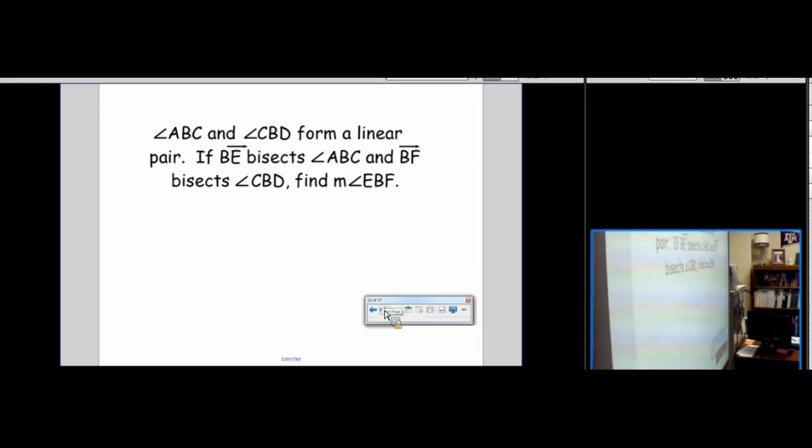You get to draw your own picture this time. Angle ABC and angle CBD form a linear pair, period. So do that first. If BE bisects angle ABC and BF bisects CBD, find the measure of EBF.